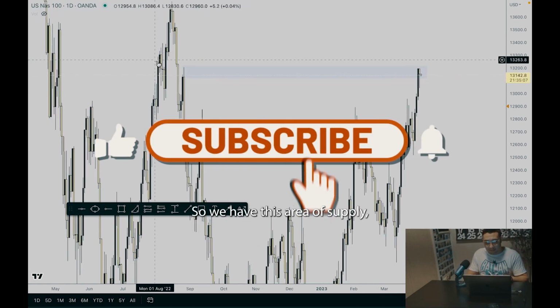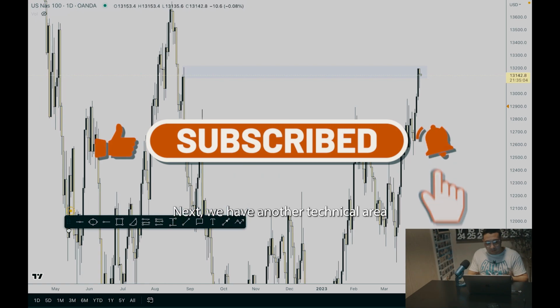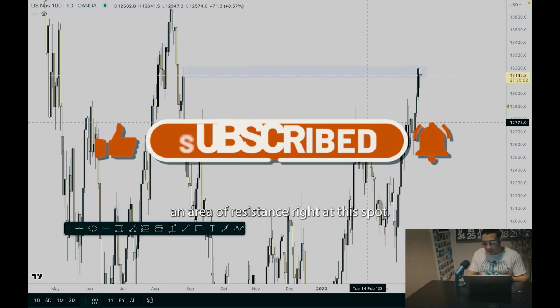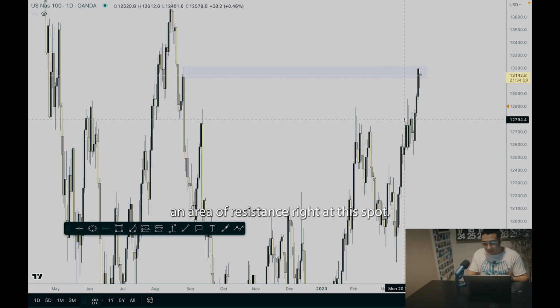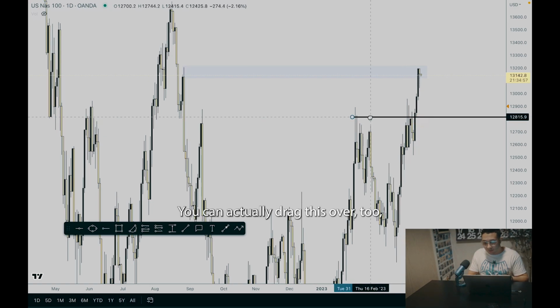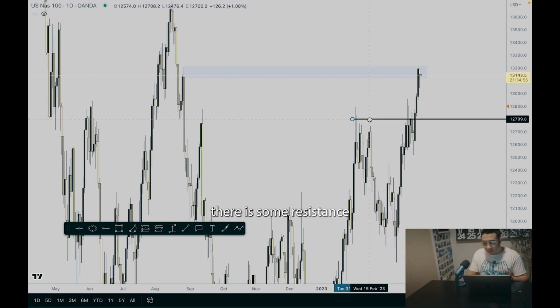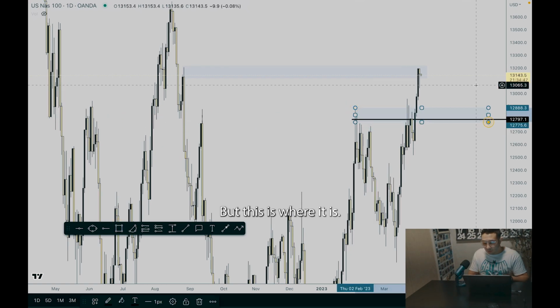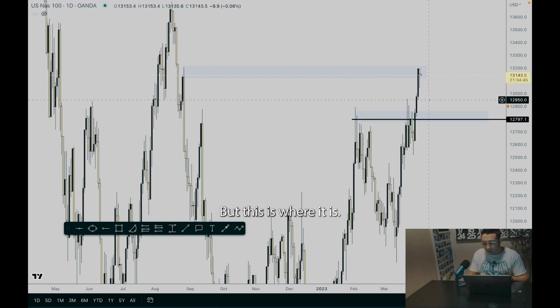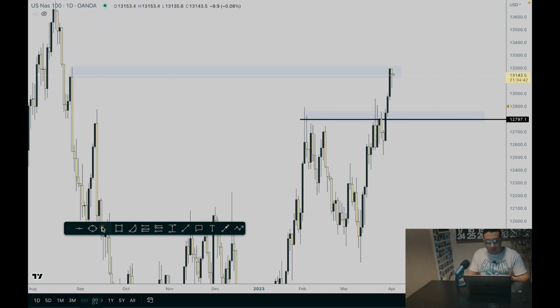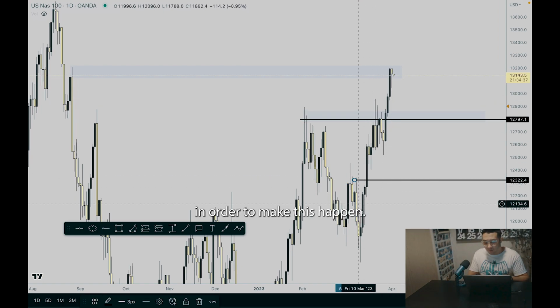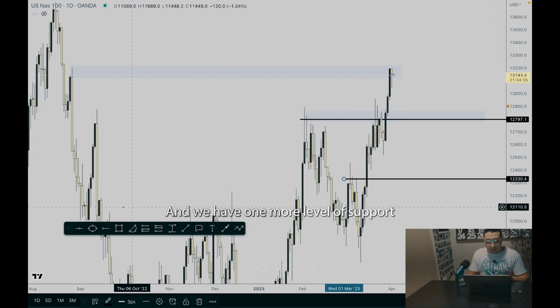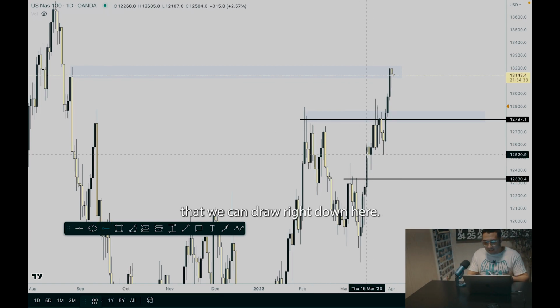So we have this area of supply, higher time frame, right? Next, we have another technical area right here, an area of resistance right at this spot, okay? You can actually drag this over too, but you can see that there is some resistance right here at the 12800 price. And you can also draw an area of supply if that helps you see it better, but this is where it is. Okay, next, we have an area of resistance that was broken right here where structure was broken in order to make this bullish move happen. And we have one more level of support that we can draw right down here.